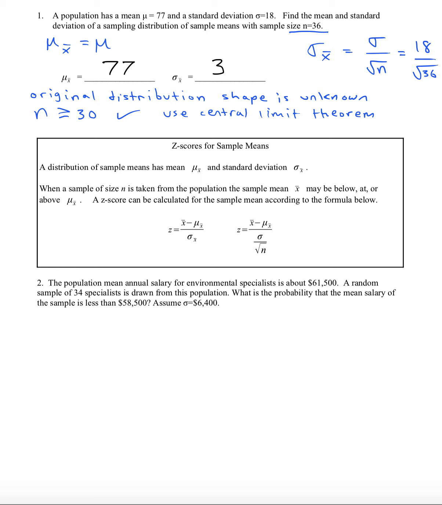So whereas the original may have been super wide, that's the x. When we go to draw the x bar distribution, it will be thin and tall because it has a smaller standard deviation.